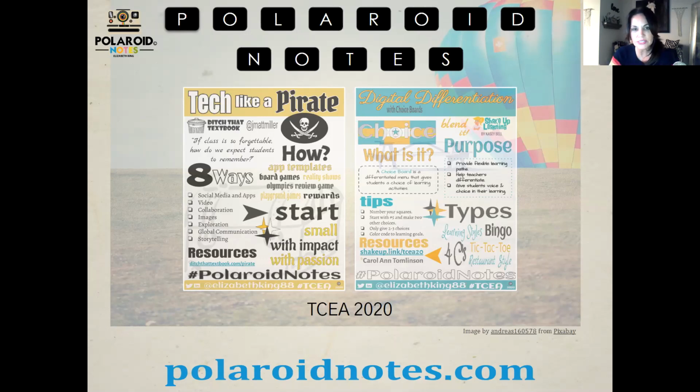Now, to give you an example as a student of how you would pull a color scheme in, if you were doing maybe a research paper about a book or an author, you might take the book jacket of the book the author wrote and look at the colors in that book and then use those colors for your theme for your Polaroid notes page.